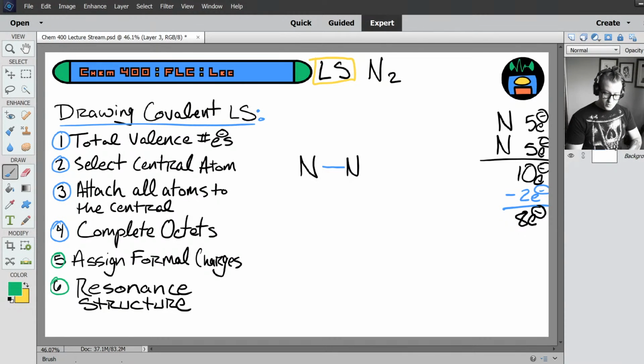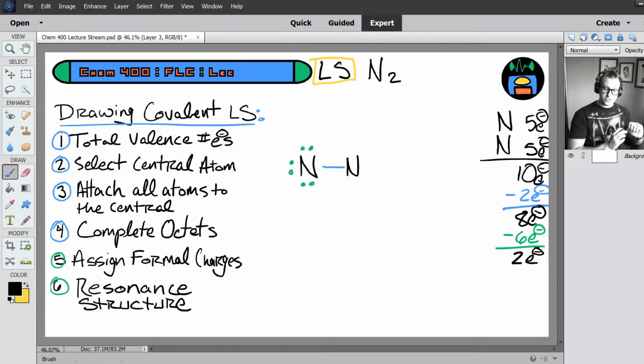Now, we know that every element wants 8 electrons. That is the octet rule. Our first nitrogen, and it doesn't matter which one you pick, I'm going to go with the one on the left, right now has access to 2 electrons. It wants a total of 8, so we're going to complete its octet by giving it 6 electrons in lone pairs. That's 3 lone pairs, 6 electrons. That leaves 2 electrons in our budget.